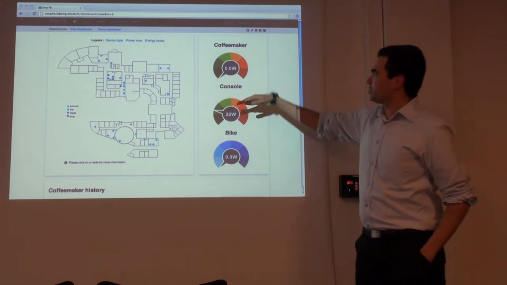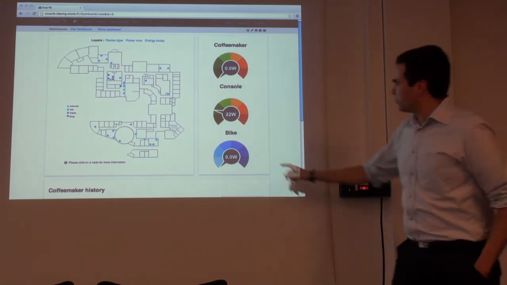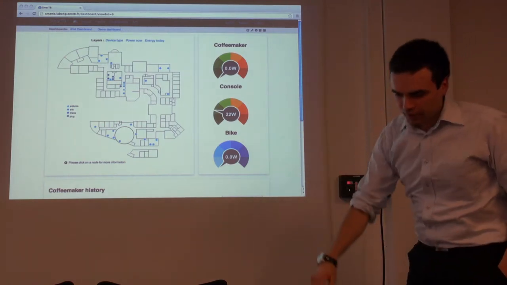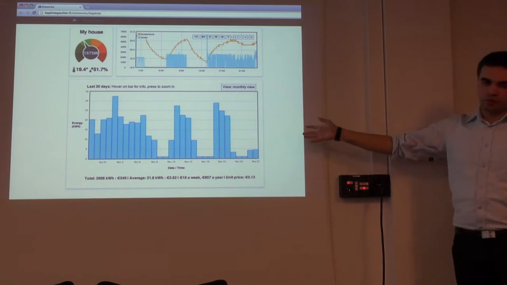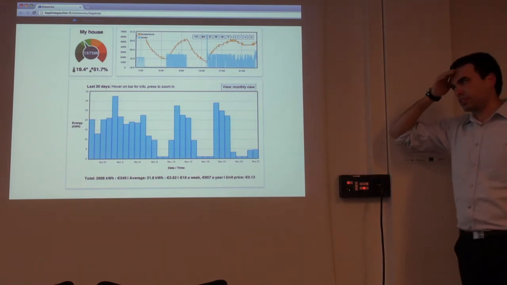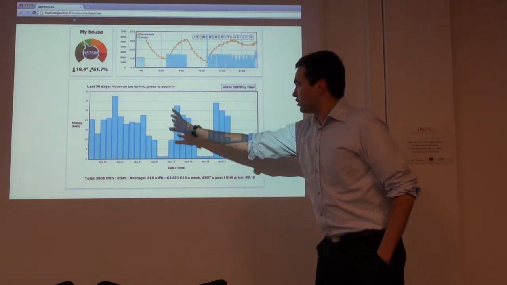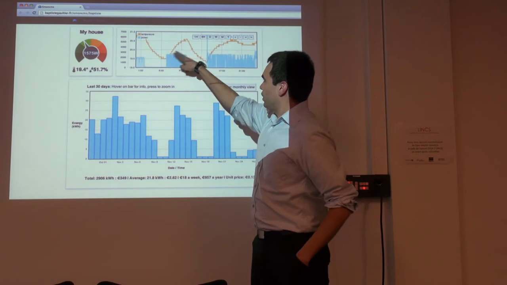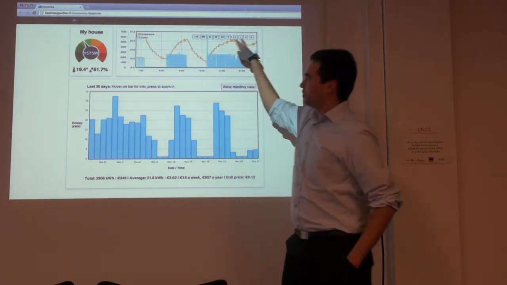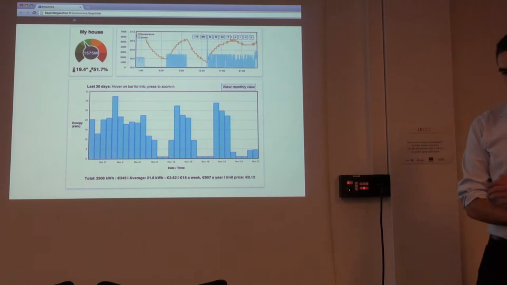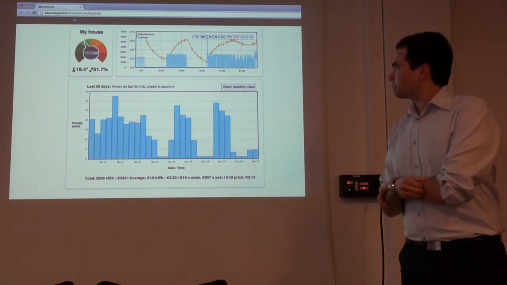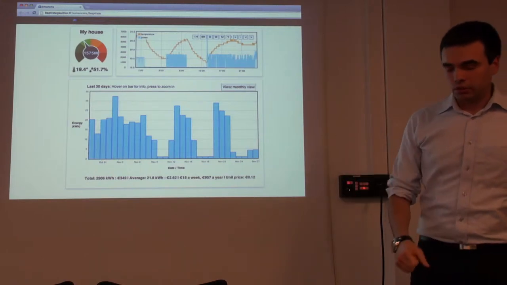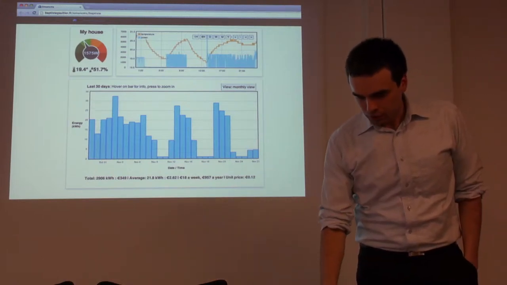For the moment we are observing only a few parameters: the coffee maker, we have a bike, and some guys that are playing from time to time. So you can observe everything in real time. This is from one of our colleagues that is observing his home. This is the estimation of the price he's paying for this, and you have the consumption in his house and the temperature. So it is quite a flexible visualization suite.